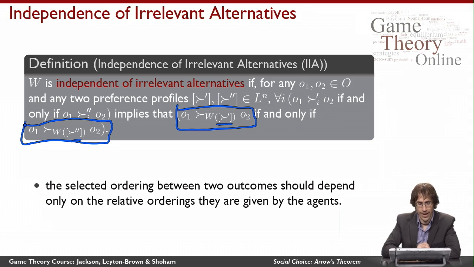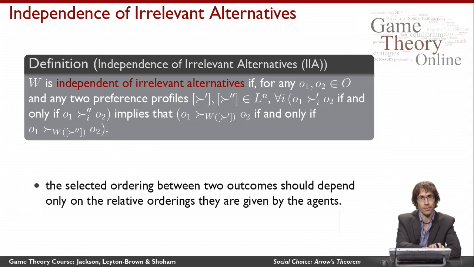So again, in words, what we're saying here is that the social welfare function's decision between O1 and O2 in these two different preference profiles has to be the same if the relative ranking that all the agents make between these two things is also the same in both of these two orderings.